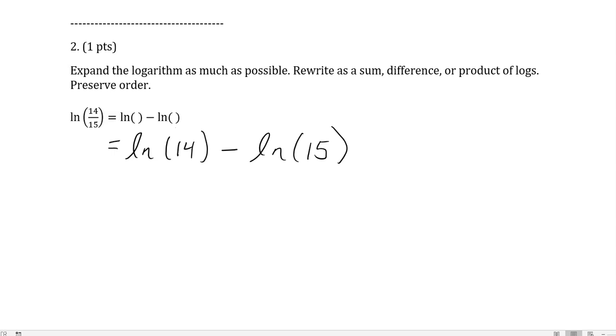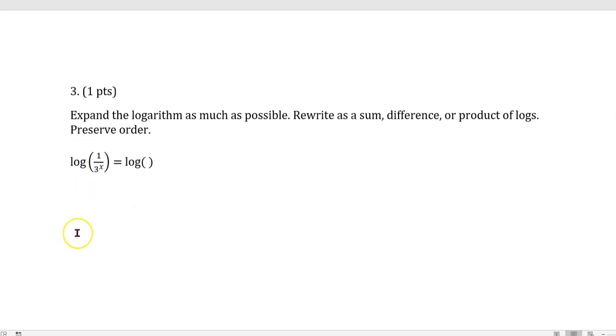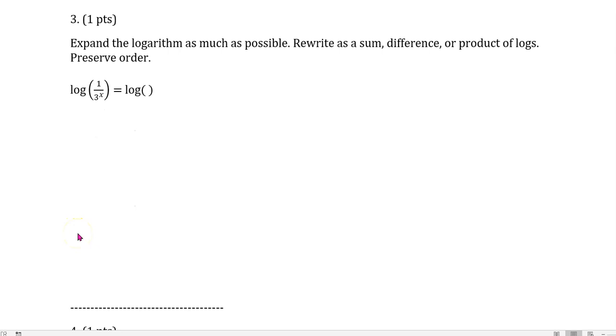Let's take a look at the next example. In problem number 3, we again want to expand the logarithm as much as possible by rewriting as a sum, difference, or product of logs. In this case, we have the log of 1 in the numerator divided by 3 to the x. The first thing we do is we split up the fractional part by rewriting this as the log with the understood base of 10, which can be written but doesn't have to be, of 1, minus the factor coming from the denominator in log base 10 of 3 to the x.